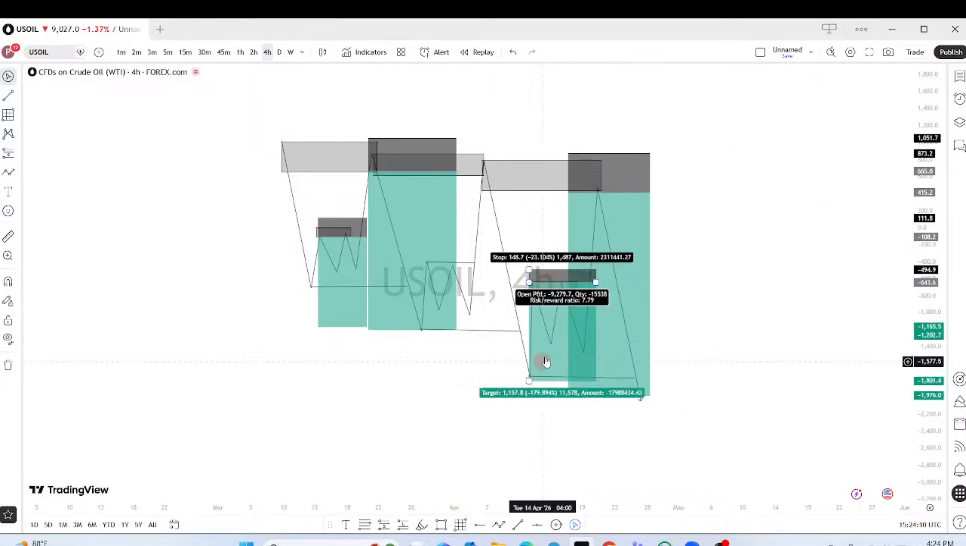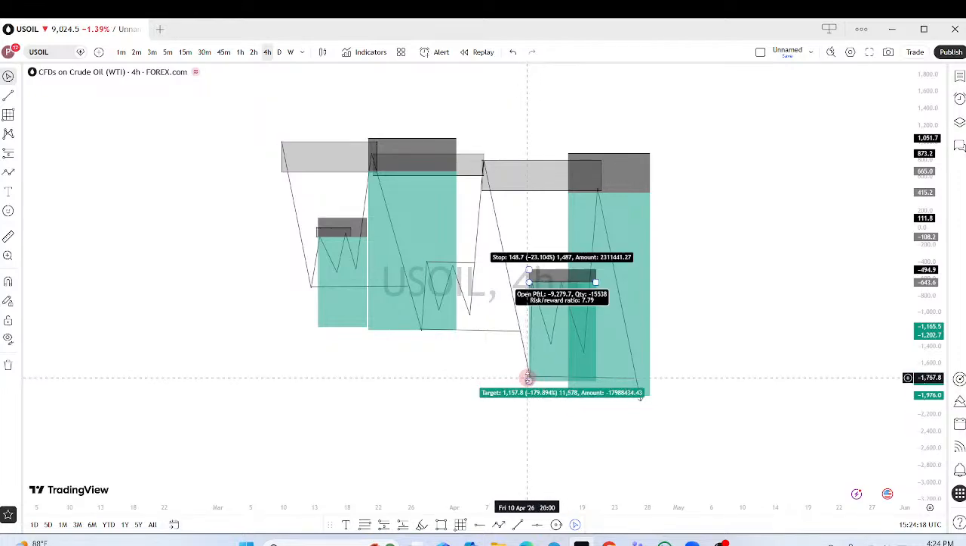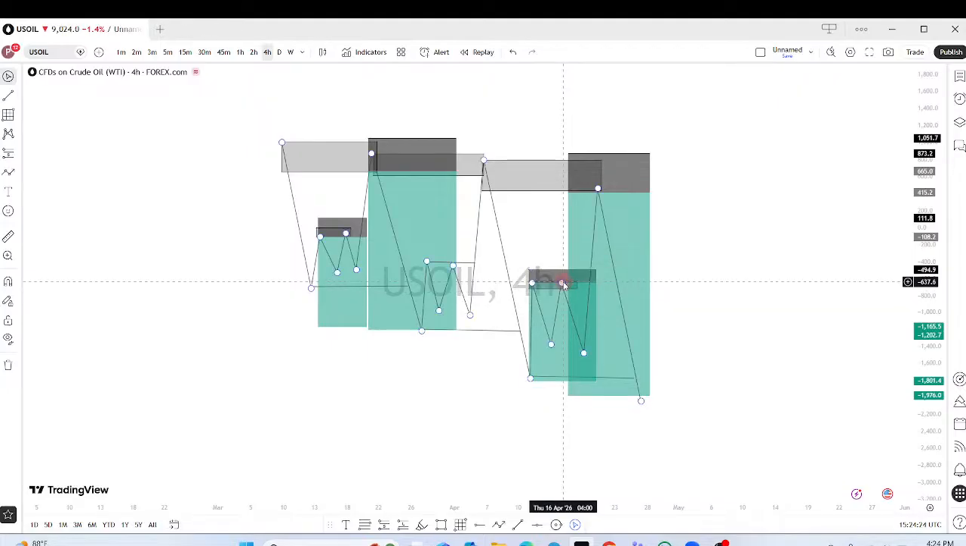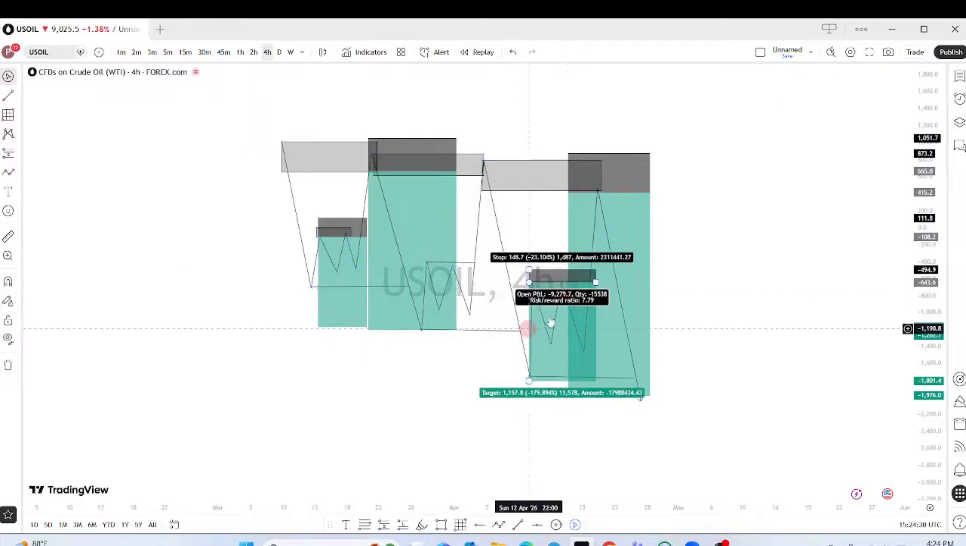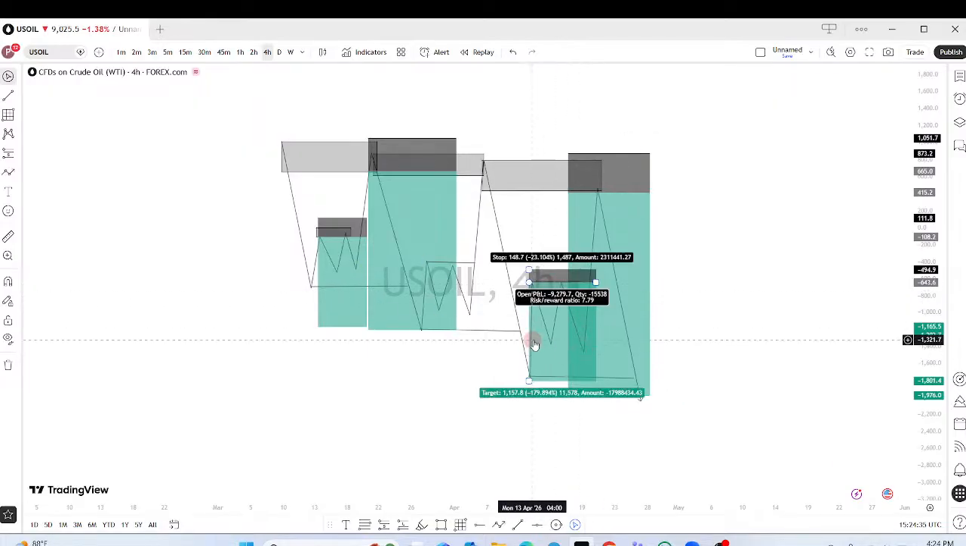You can see how price came here, tapped into this level, but there's not enough liquidity for price to push and break this low here, right? Then price came back, tapped into this same order block, this same demand, this same supply again, but it still did not move because there's not enough liquidity.